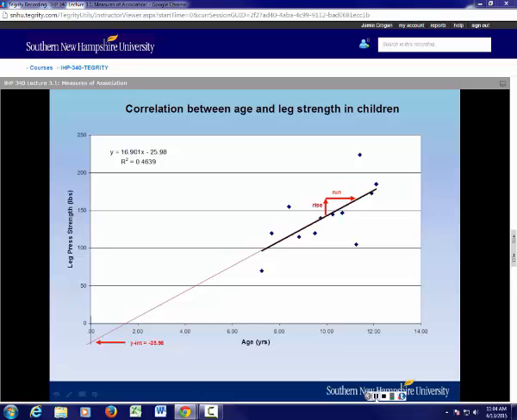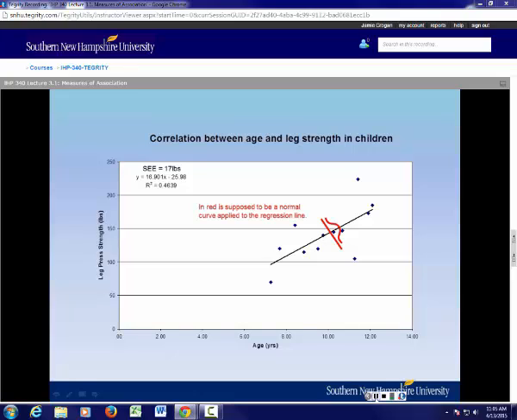So for every one increment on the x-axis, so for every 1 year increase in age, there's approximately a 16.901 increase in leg press strength. So let me say that again. For every one increment on the x-axis, age, for every one increment increase in age, there is approximately a 16.901 increase in leg press strength. That's 16.901 pounds increase in leg press strength. Okay, so that is that line of best fit.